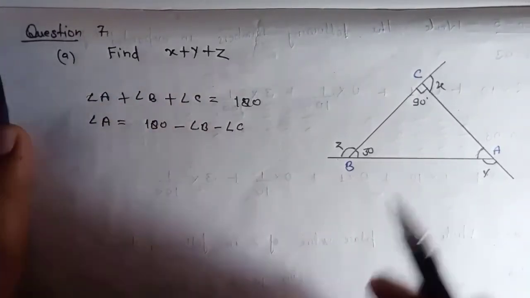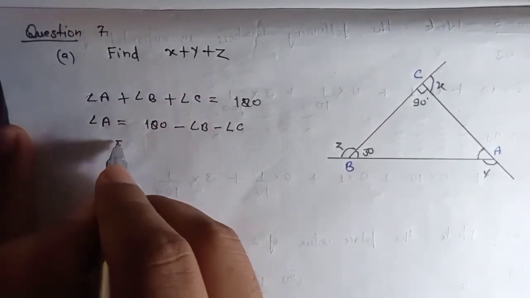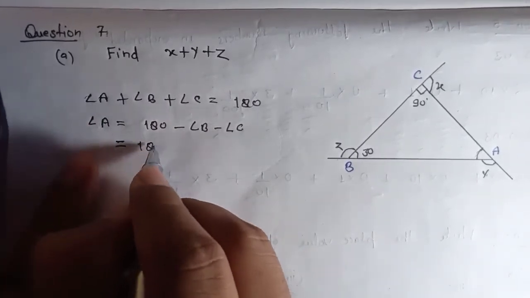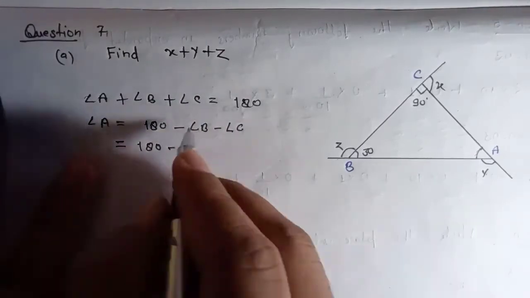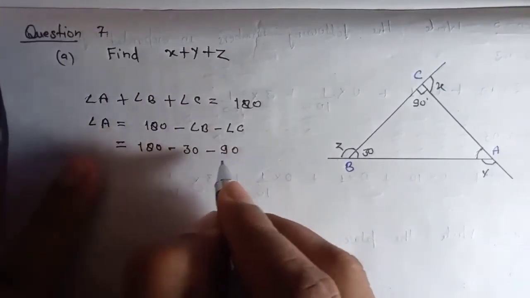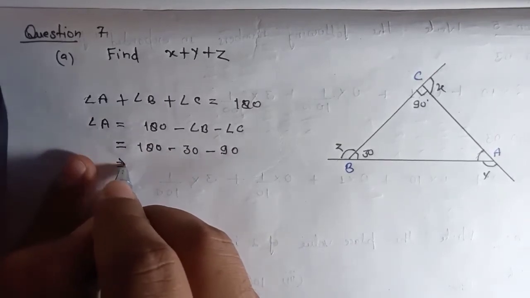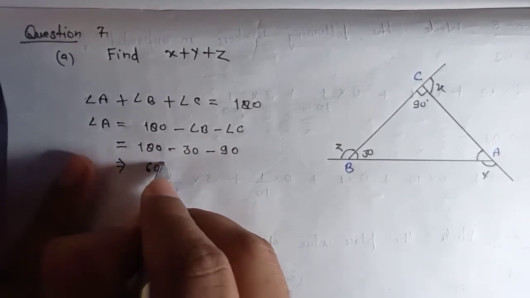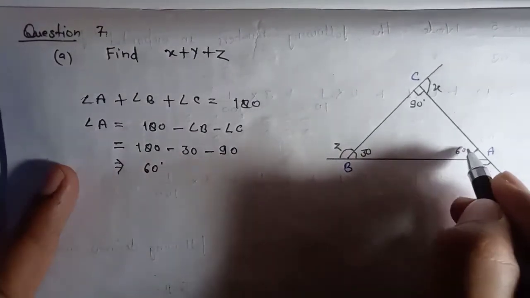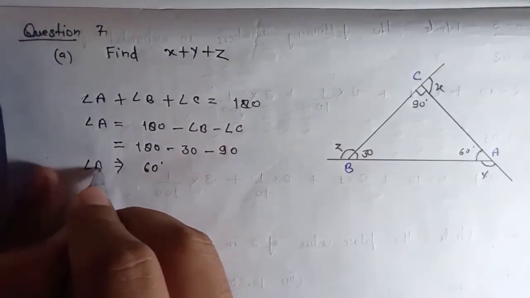When you transpose both the terms, they will subtract. So 180 minus angle B is what? Angle B is 30 and angle C is 90 degrees, and it gives the result 60 degrees. So here we have angle A is 60 degrees.